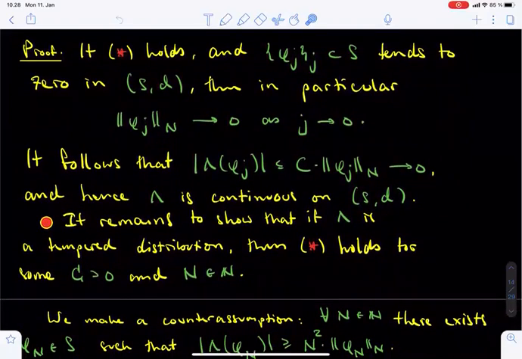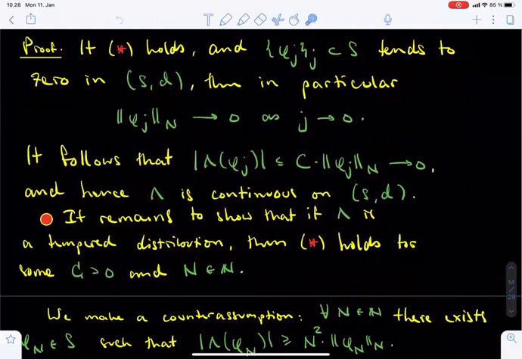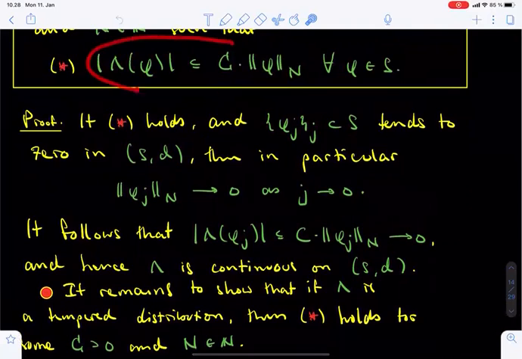Let us then prove the converse. Assume that lambda is a tempered distribution. We claim that the inequality star holds for some constants c and n.